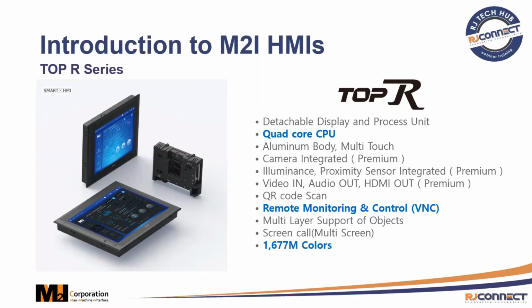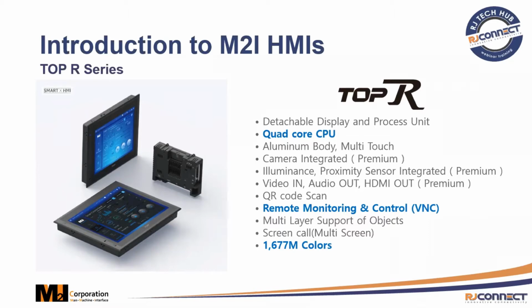These units come with a detachable display and process unit. So the process unit is separate from the display unit, meaning if something goes wrong with the display or the process unit, those could be easily replaced. They come with quad-core CPUs, meaning it's got a lot of processing power, an aluminium body or chassis, and multi-touch support.